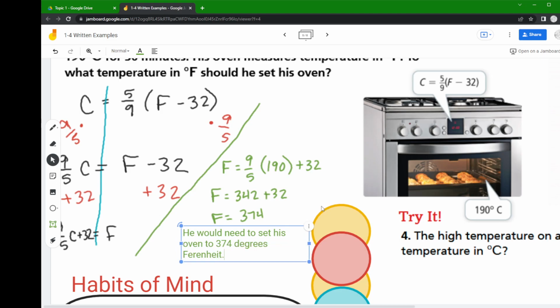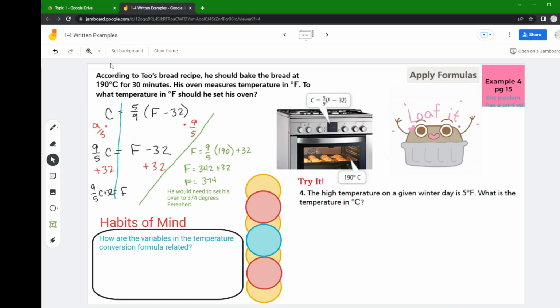I think I spelled Fahrenheit right. I'm a math teacher, not a science teacher, and you guys can judge the public education system here in the US.